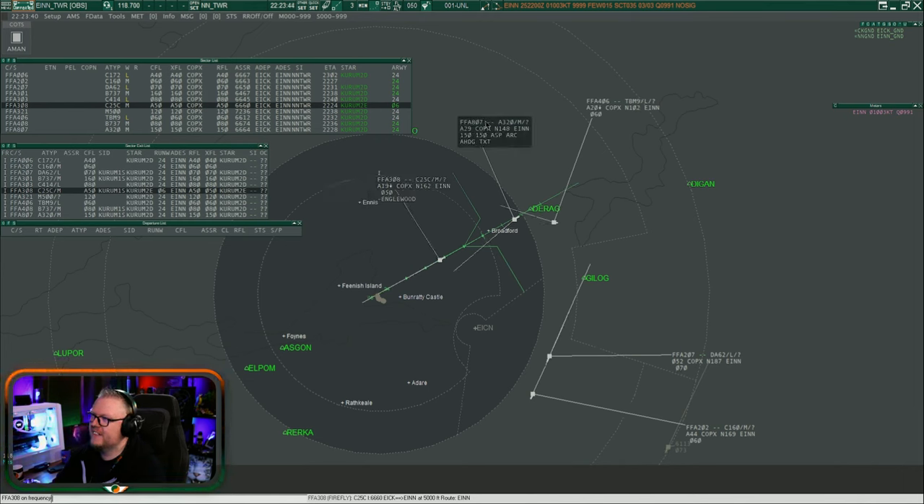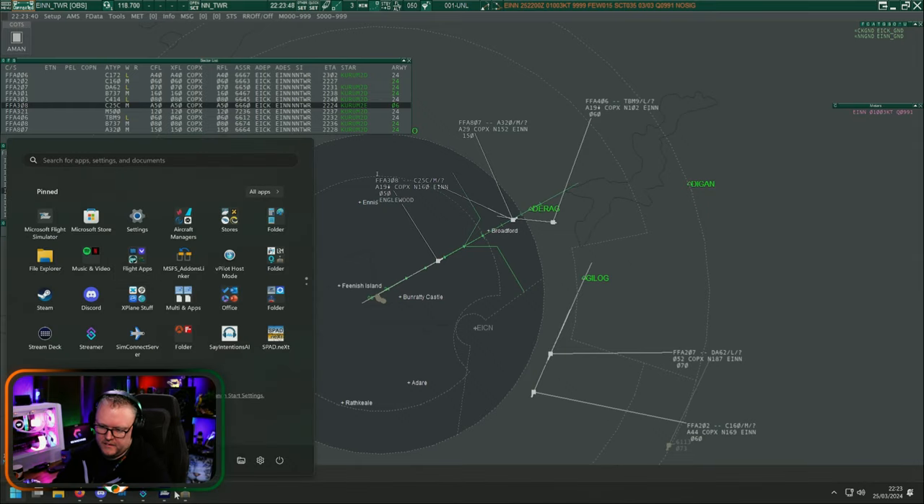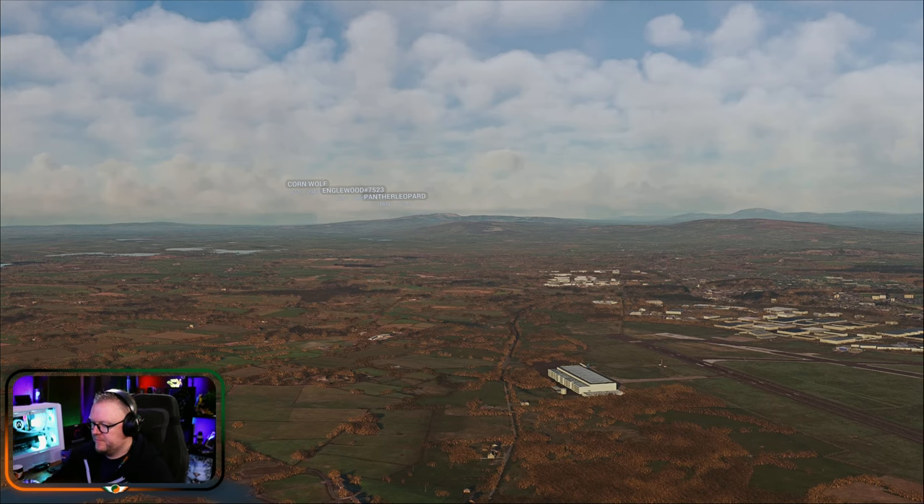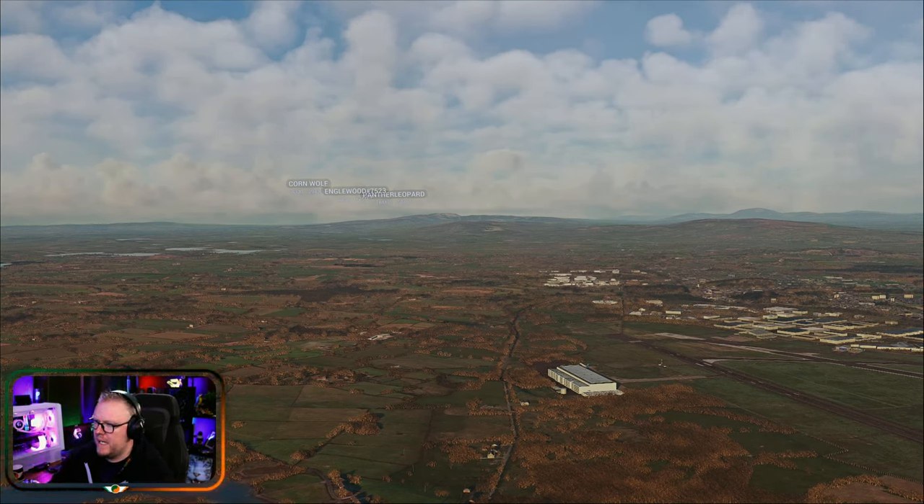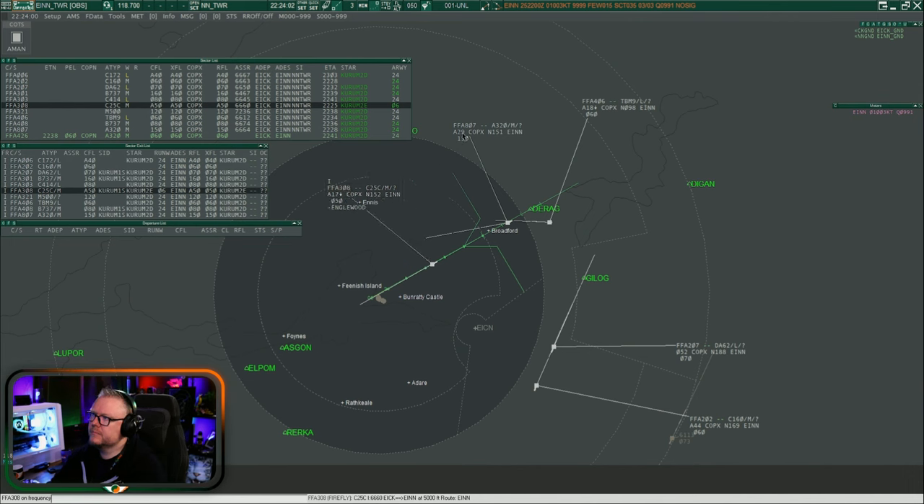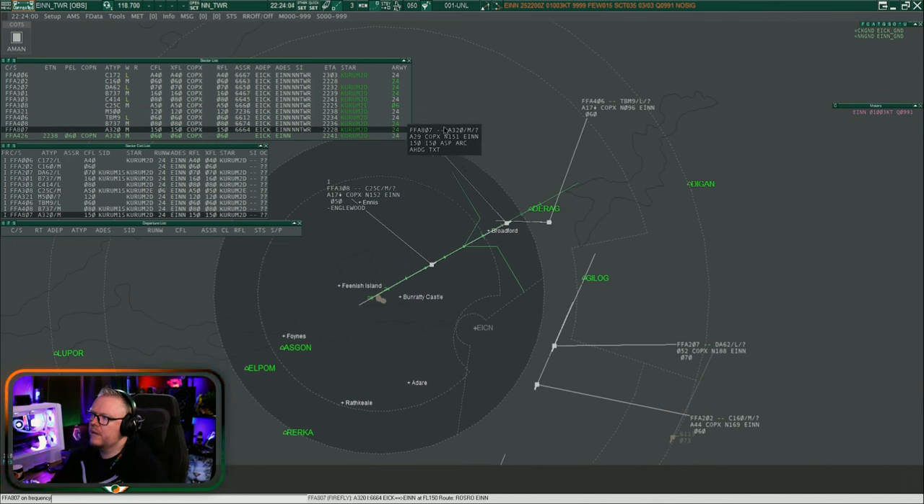Shannon Tower, Firefly 807 established on the localizer runway 24. This could be interesting. Firefly 807, Roger, continue approach. You are number 2. Expect a late landing clearance. Shannon Tower, Roger that. Late clearance, number 2.